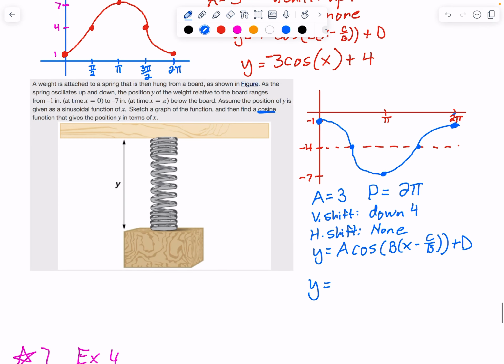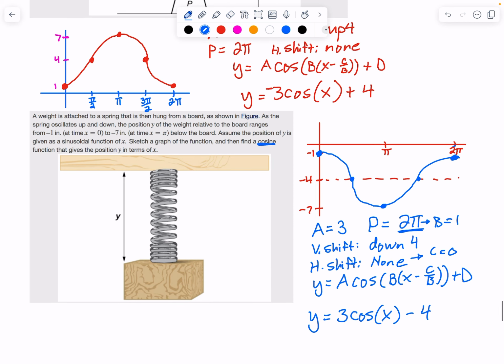Okay, so a then is 3 times cosine. Okay, b, since the period is normal, means b is 1. I'm not going to mess with it. There is no shift left or right, so c equals 0. But d equals -4, because I want not plus 4 but minus 4 to move it down. There's my function that represents that spring over time, and it will bounce back and forth.